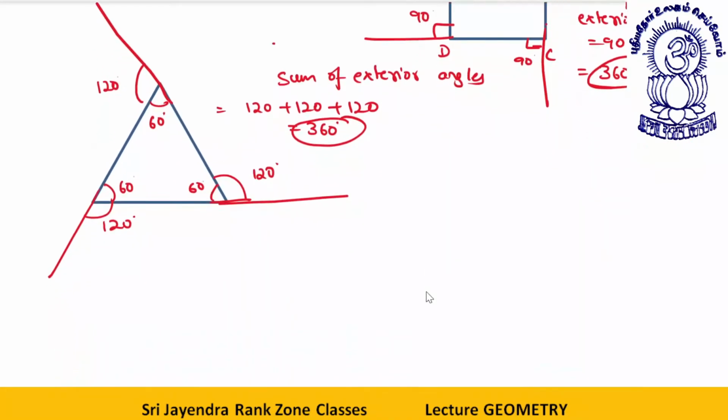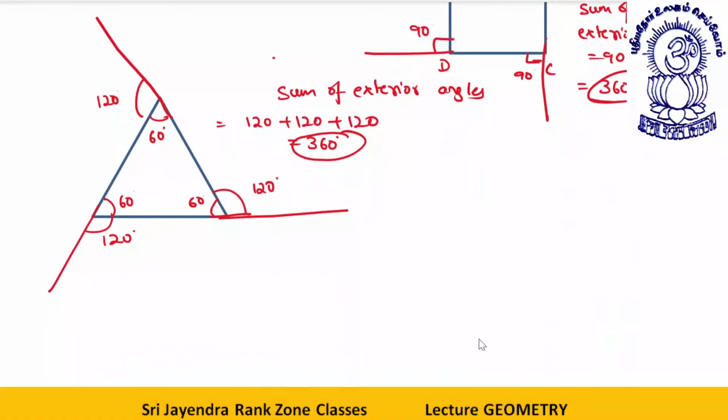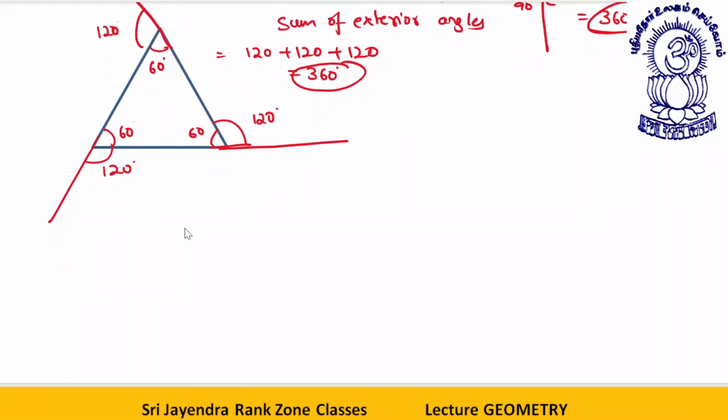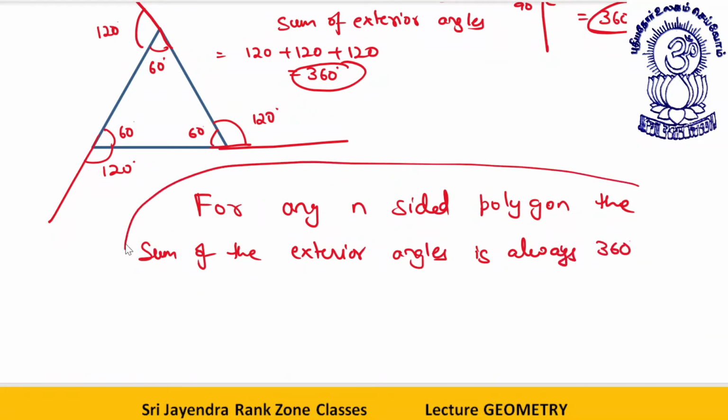What I intend to explain is that for any polygon, for any n-sided polygon, the sum of the exterior angles is always 360 degrees. Okay, you have got one thing. The sum of the exterior angles is 360 degrees.